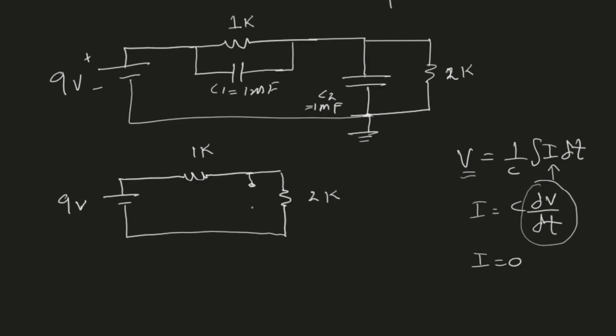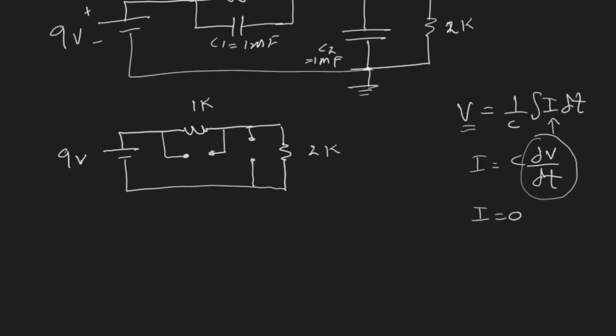And I have an open circuit over here, and I have an open circuit over here. So these are the two capacitors that are now open. Both of them are 1 millifarad. So we can ignore the paths that are open. So now I have a simple series circuit of two resistors. One is 1 kilo, the other one is 2 kilo, and 9 volts will drop.